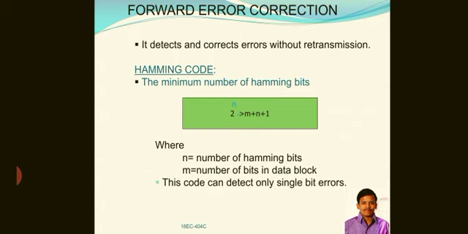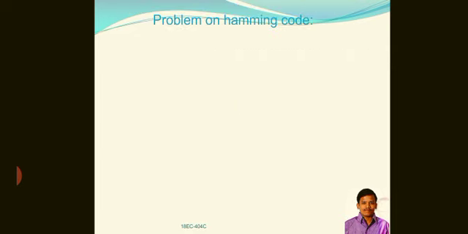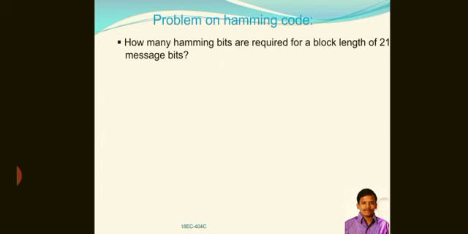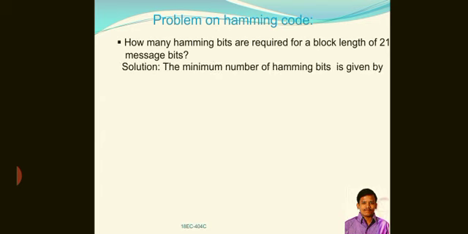And this particular Hamming code will be able to detect single bit errors only. Now, we will see an example for the Hamming code. Just as I told, how many Hamming bits are required for a block length of 21 message bits? Means message bits are 21, that is m equal to 21.